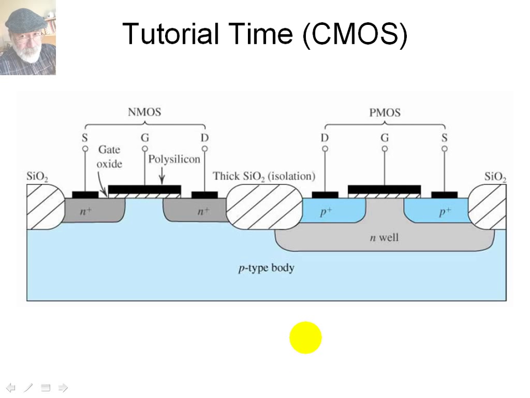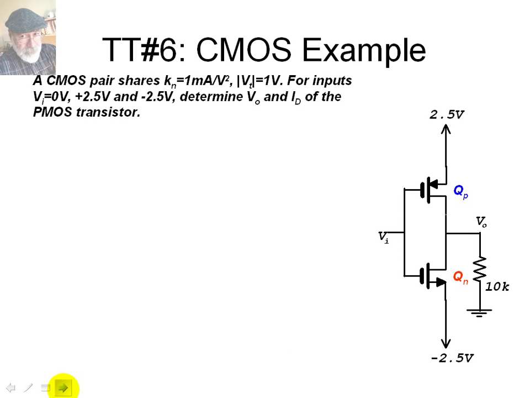Let's do something with that CMOS pair. Tutorial time number 6, a CMOS example. We have a CMOS pair, where both transistors share Kn, and Vt is 1 volt. So that means negative 1 volt for the PMOS and positive 1 volt for the NMOS at the bottom. For several inputs, this is the input: 0 volts, 2.5, negative 2.5. In each case, determine V0, the output voltage, and determine also this current ID in the PMOS, in the transistor at the top, QP.